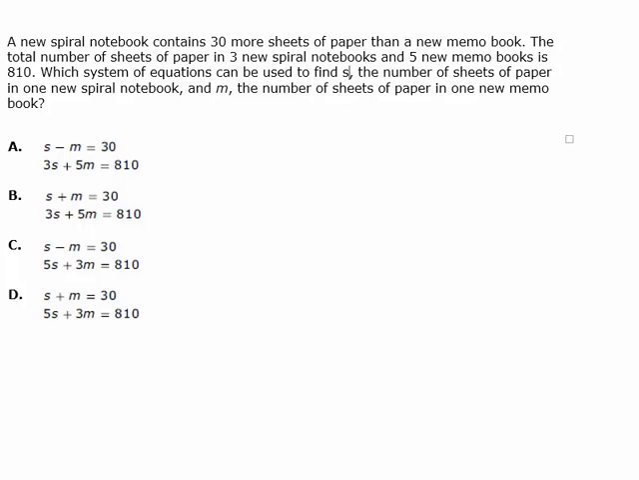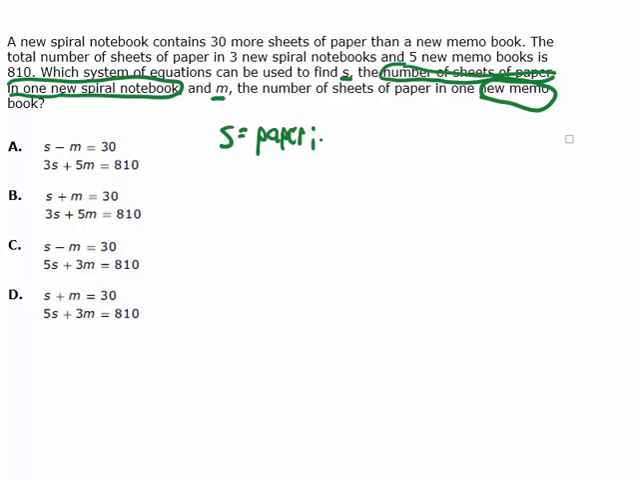So they're defining a variable again, and every time they define a variable, it's a good idea to underline that variable and then to circle what that variable represents. And they'll usually tell us right after it. So S is the number of sheets of paper in one new spiral notebook. So circle all that. We can abbreviate that some here in a second. M is the number of sheets of paper in one new memo book. So S equals paper in spiral. M equals paper in memo.